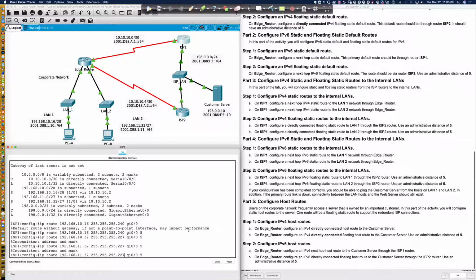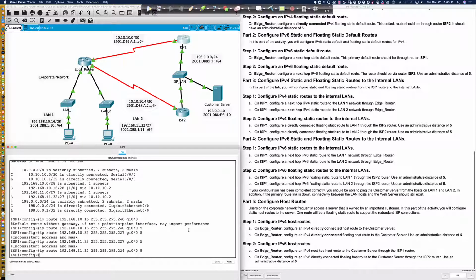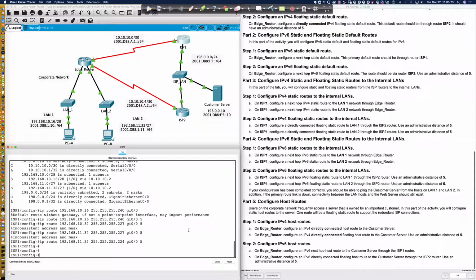I'm sorry. I put 227. I meant 224 /27. But ultimately, we got there, right? Typos happen. So I was saying it's a /27, and as I went to type 224, I'm saying 27, and I typed in 27, of course, right? So there we go. We've sorted out the problem.